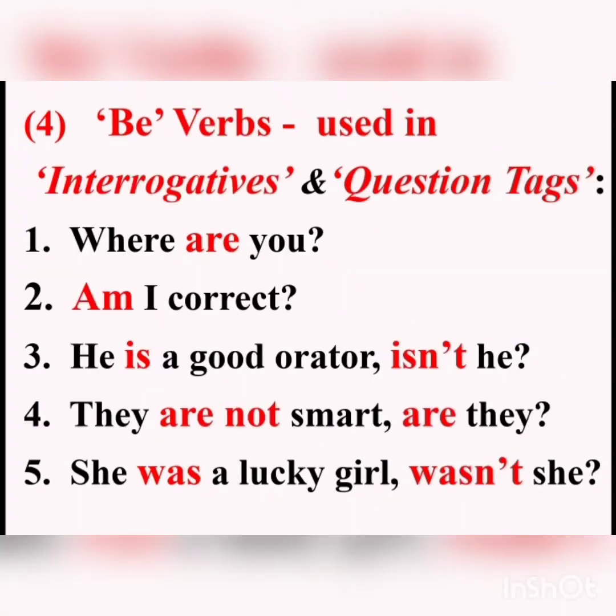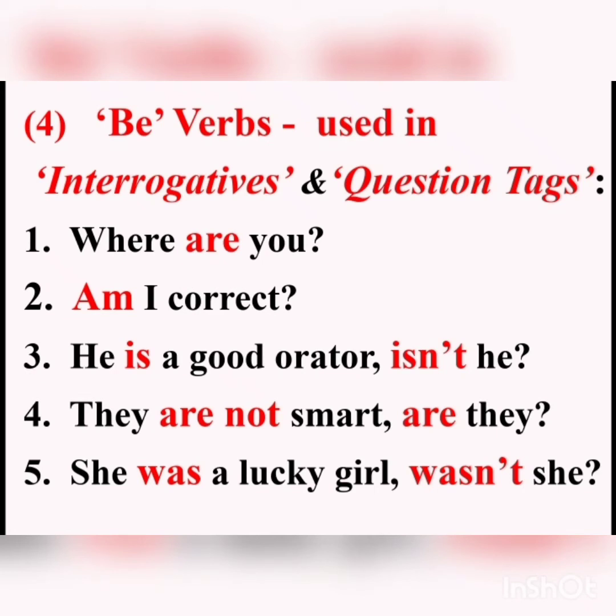Now we shall understand how be verbs are used in interrogatives and question tags. Here the first one is WH question. Where are you? Just to find out where a particular person is, we use be verbs alone. Am I correct? It's a yes or no question. And the next one is he is a good orator. Isn't he? It's a tag question.